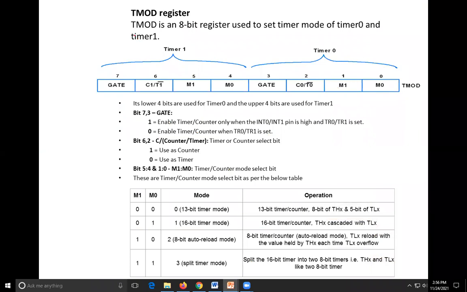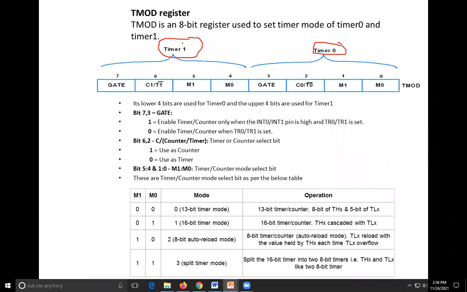See, here is the TMOD register. In that TMOD register, here is timer 1 and here is timer 0. The upper 4 bits are used for timer 1 and the next 4 bits are for timer 0. This 4-bit is for timer 0, and this 4-bit is for timer 1.